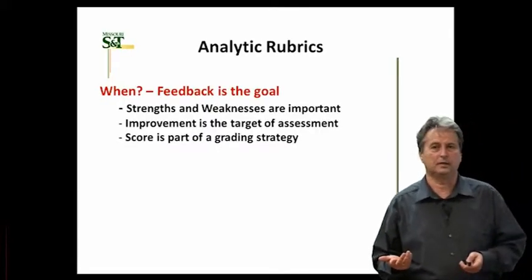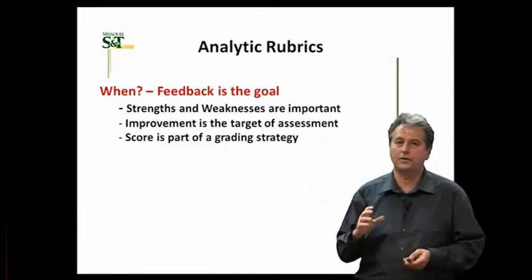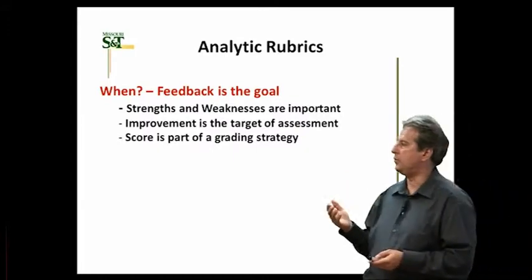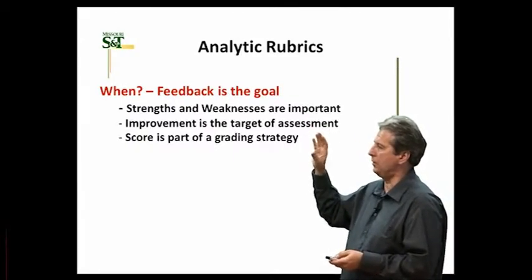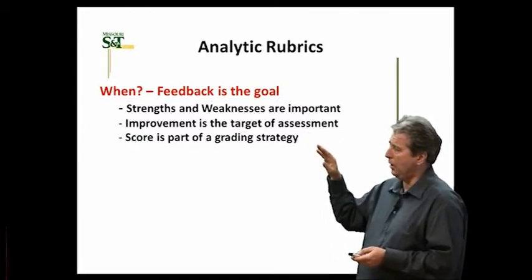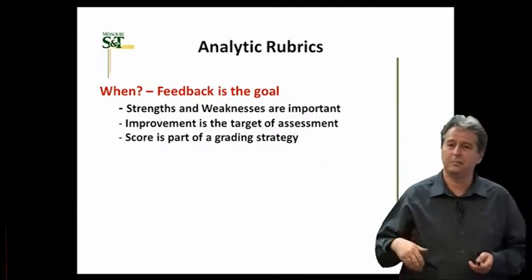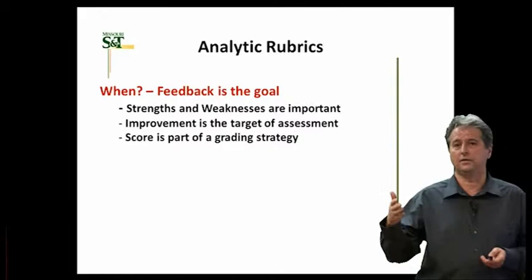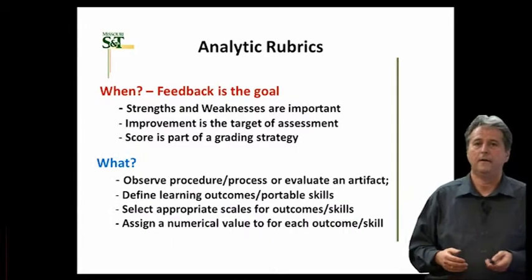Analytical rubrics are the second type of tool. In this case, your goal is to provide feedback. So you want the students to understand their strengths and weaknesses, and also you want to make sure that they improve. Your focus is on helping them to improve. And in this case, the score you generate is only part of the grading strategy. It's not typically a very important part, but it can be a significant part if it is associated with a significant chunk of their work.